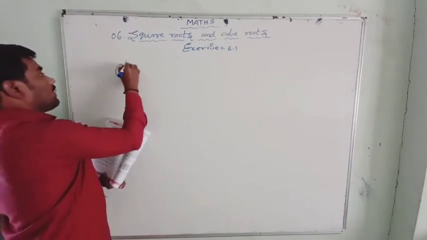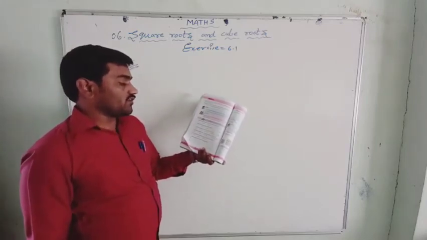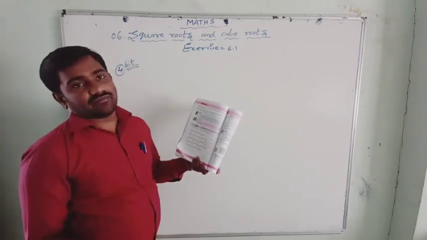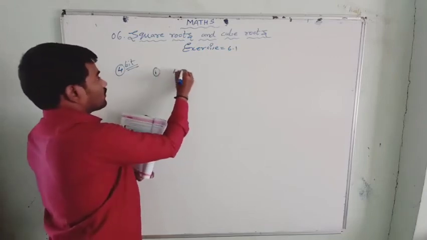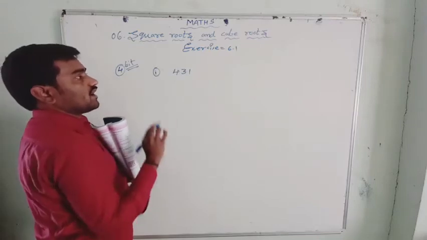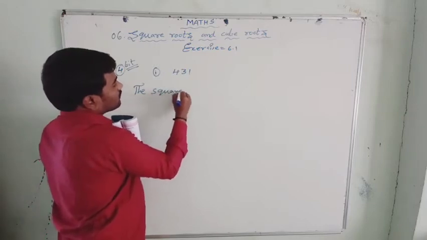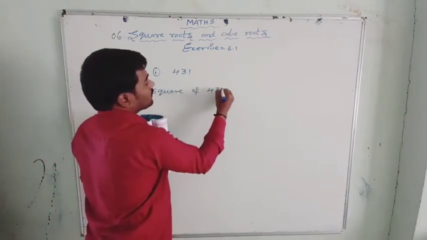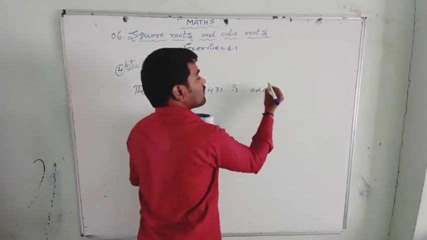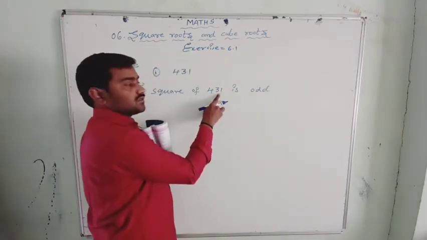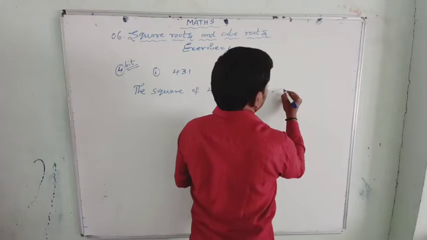Then the fourth bit of exercise 6.1: find whether the squares of the following numbers are even or odd. Simple. The first one, 431. Is the square of this number even or odd? The square of 431 is odd because the square of an odd number is always odd.